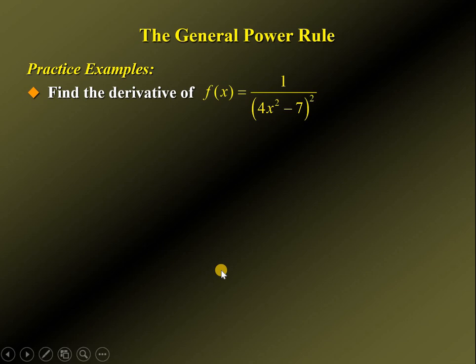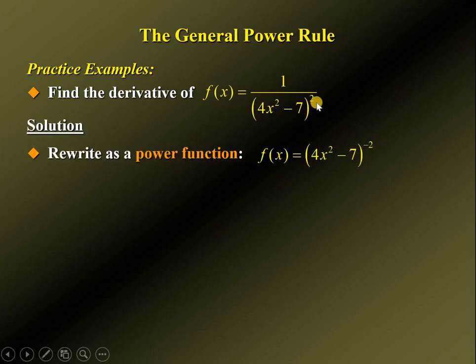Another example. Find the derivative of f(x) equal 1 over (4x squared minus 7) all power 2. Yes, first I'm going to flip the function, moving (4x squared minus 7) power 2 from denominator to numerator. What happened? We changed the sign of the power 2 to be negative 2. And now, since I have a function raised to a certain power, two steps. Derivative outside, leave inside, multiply derivative inside.